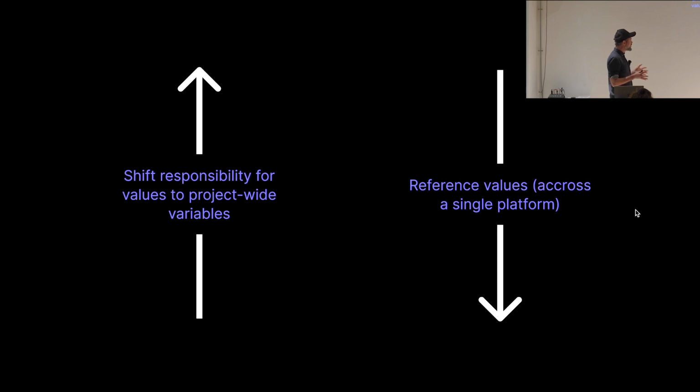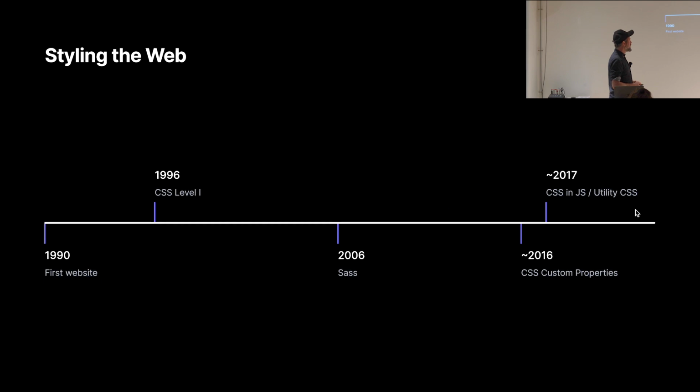And how did we achieve that? So now we shifted the responsibility for values to project-wide variables, and we reference those values, but, and that's important, if we talk about design tokens, we're still in one single platform, in a web platform. But yeah, we reference our values and reuse them in a project. So, and here we are.